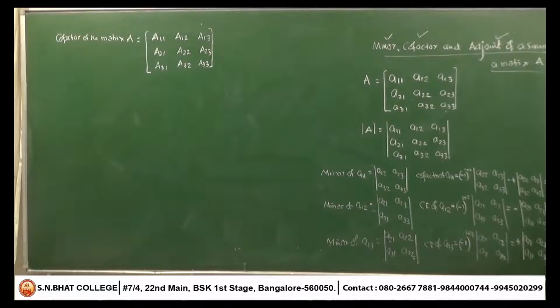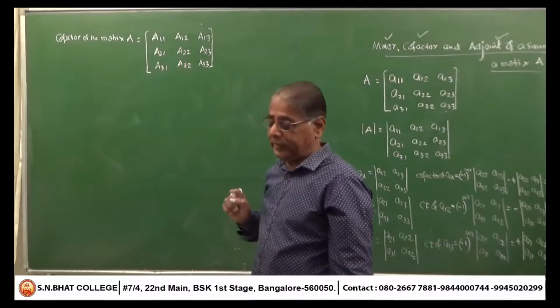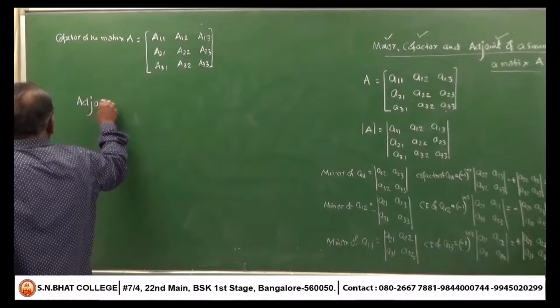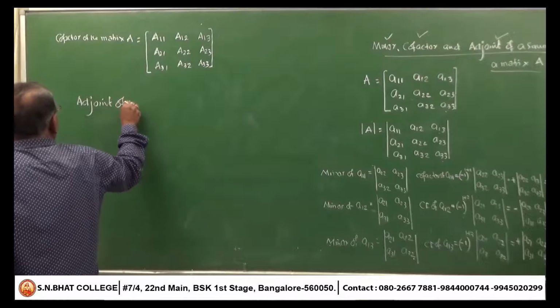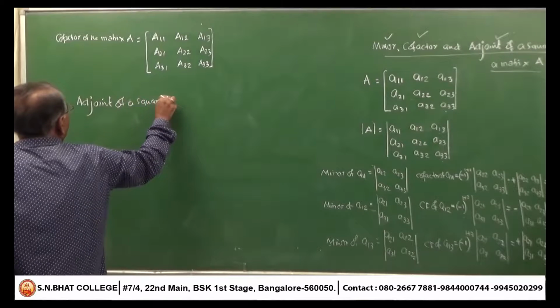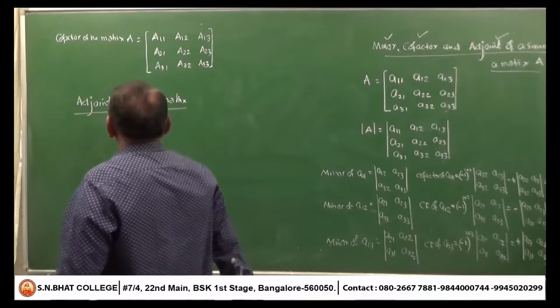Left hand side is the cofactor of the matrix A. Cofactor of A11 is capital A11, of A12 is capital A12, of A13 is capital A13. It is just a notation, capital letters. The cofactors of the remaining elements are these. This is the cofactor of the matrix A. Then, side heading: adjoint of a square matrix.